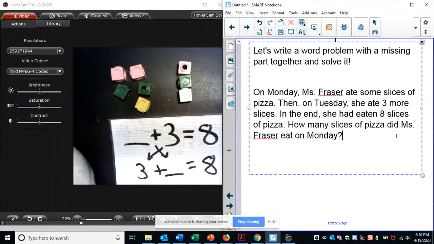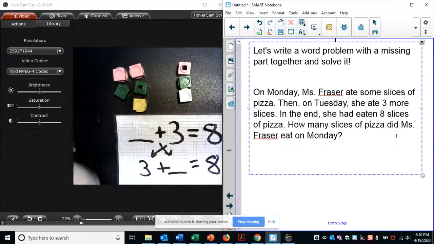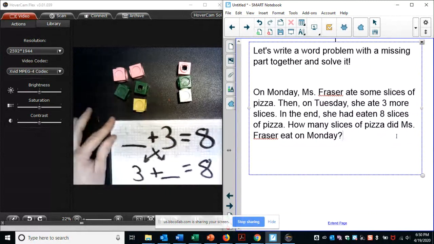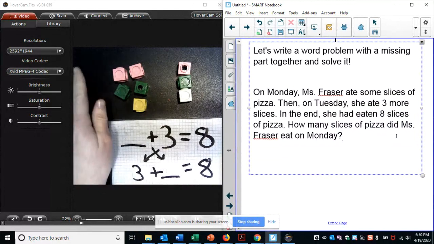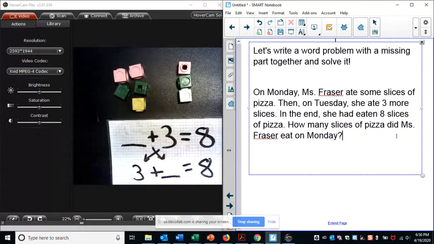So now I got to 8. Let's see how many we added. 1, 2, 3, 4, 5. Looks like 5 slices of pizza. Wow, Miss Fraser, you must have been real hungry. Let's double check that this is 8. So 3, 4, 5, 6, 7, 8. Looks like 8. So it looks like 5 is our answer. Man, that was fun writing a problem there.